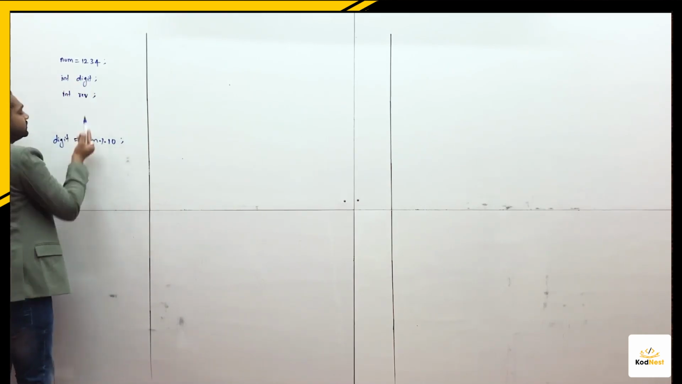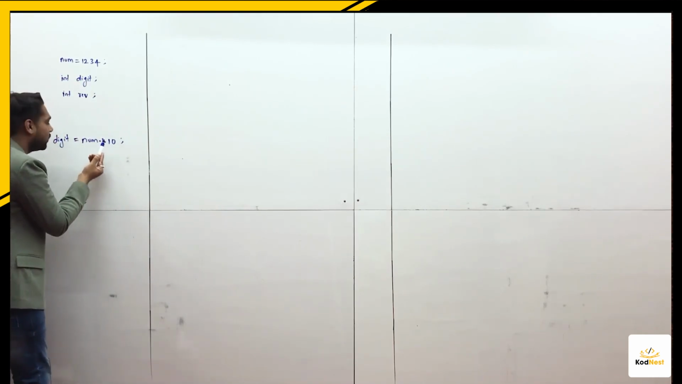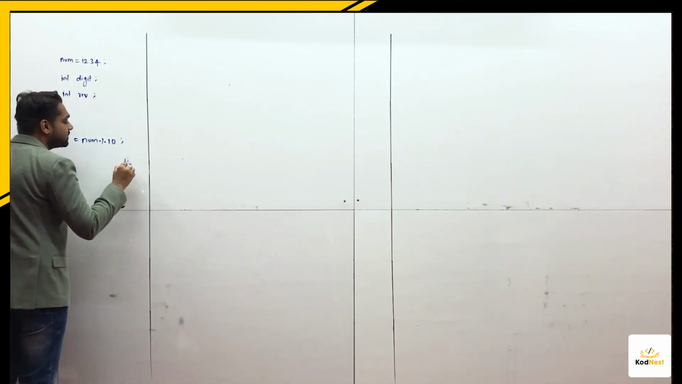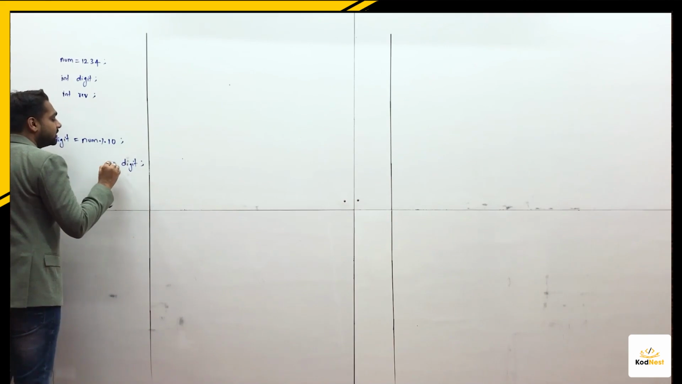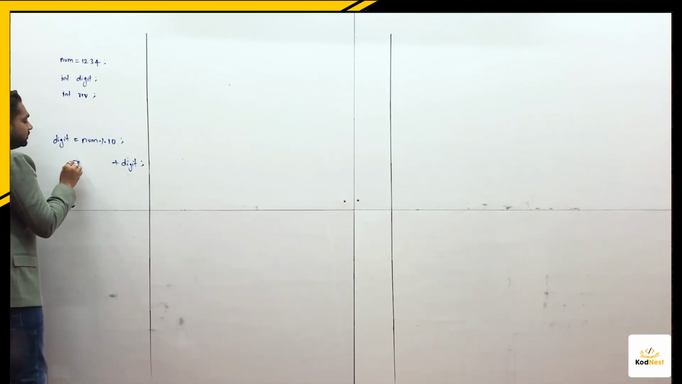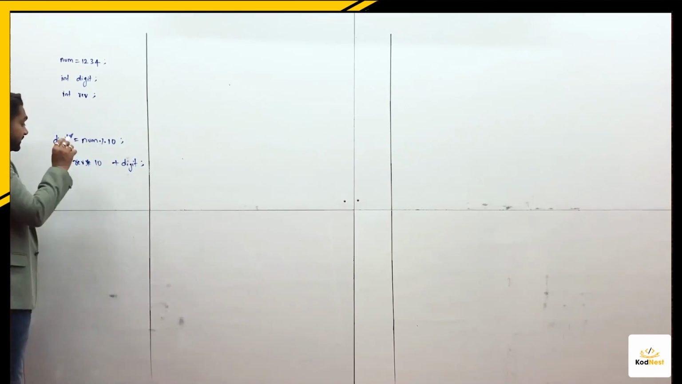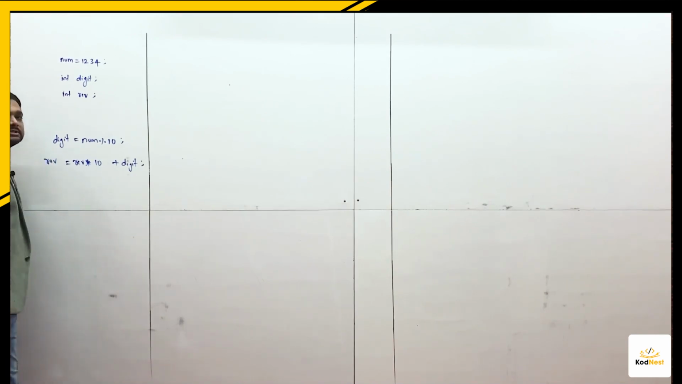You see, 1, 2, 3, 4 by 10. What is the remainder? 4. That only is the last digit. Now, whatever digit you get, please add it to reverse, not directly. First, multiply reverse with 10 and add. Whatever result you get, store it in reverse.